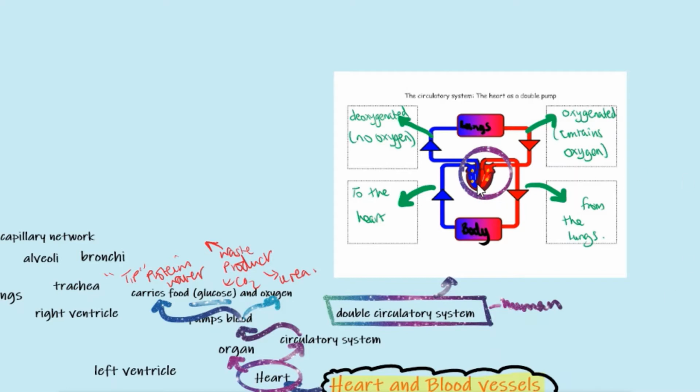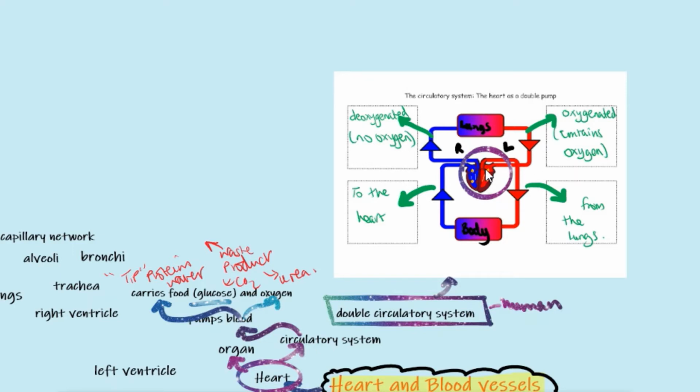But for now, I want you to remember that the bottom chambers are called the ventricles. This is the right side of the heart and this is the left side of the heart. And again, that's something we will elaborate on in my next video, so make sure you watch that. But firstly, the deoxygenated blood is pumped out of the heart from the right ventricle into the lungs. It goes into the lungs to collect the oxygen, and it comes out of the lungs and back into the heart.